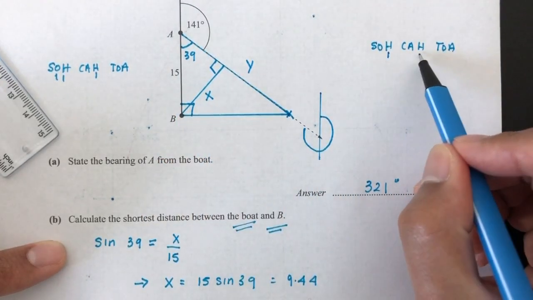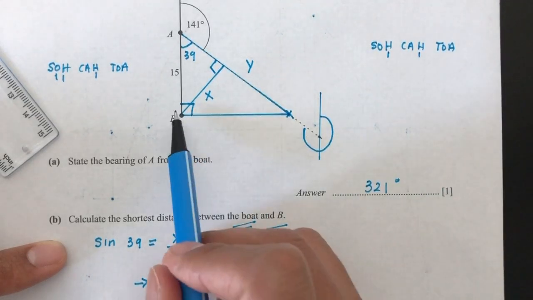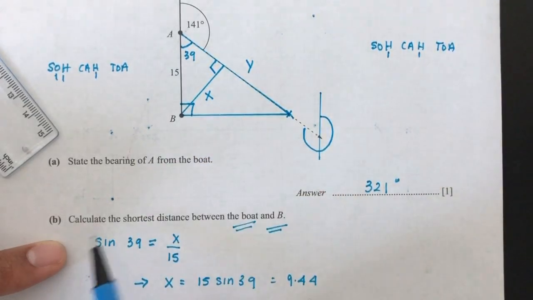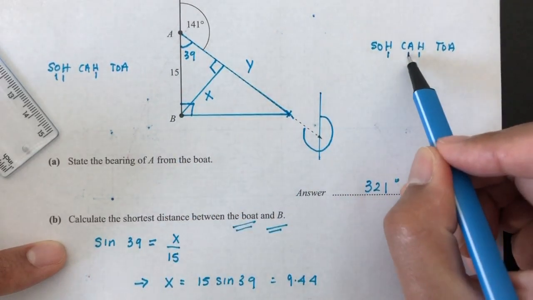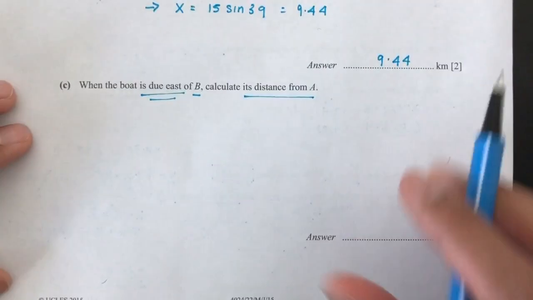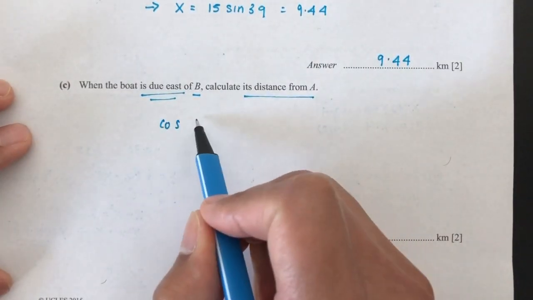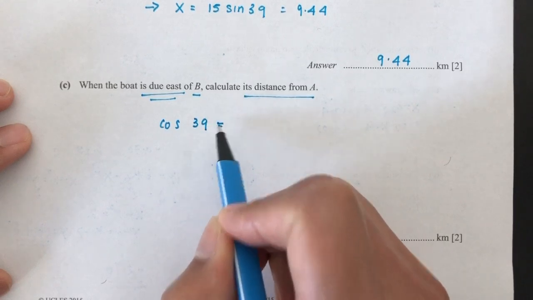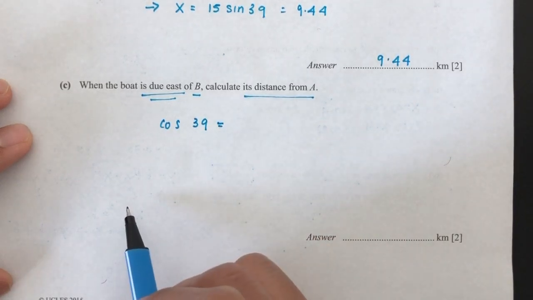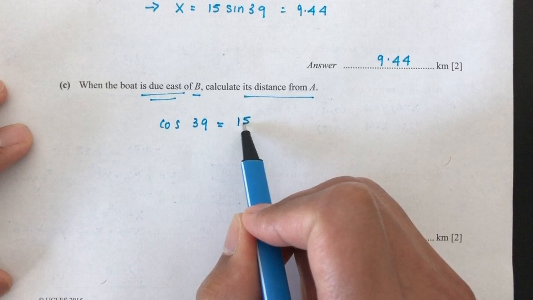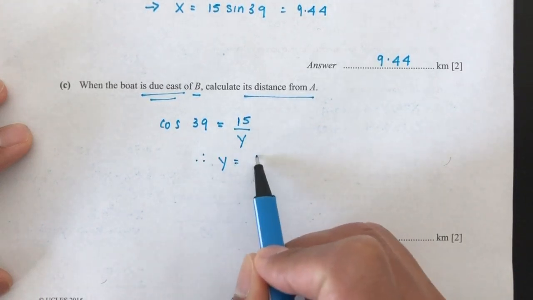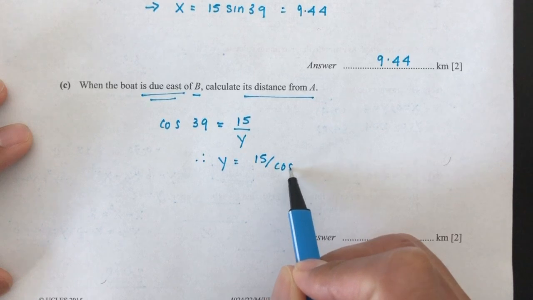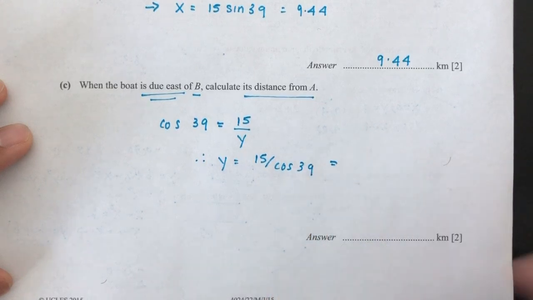We know the side, which is our adjacent side, because we know this angle and this is the right angle. So we have to use cos. So cos of the same angle 39 is equal to the adjacent side, which is 15, over the hypotenuse. So y will be 15 over cos of 39.